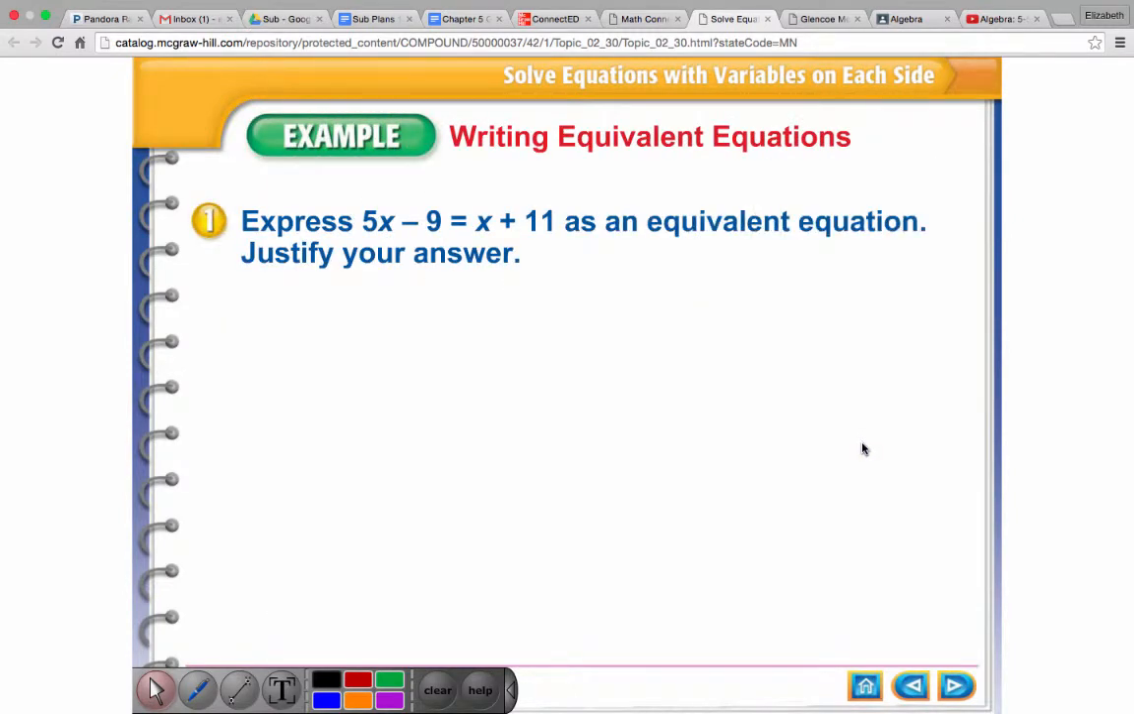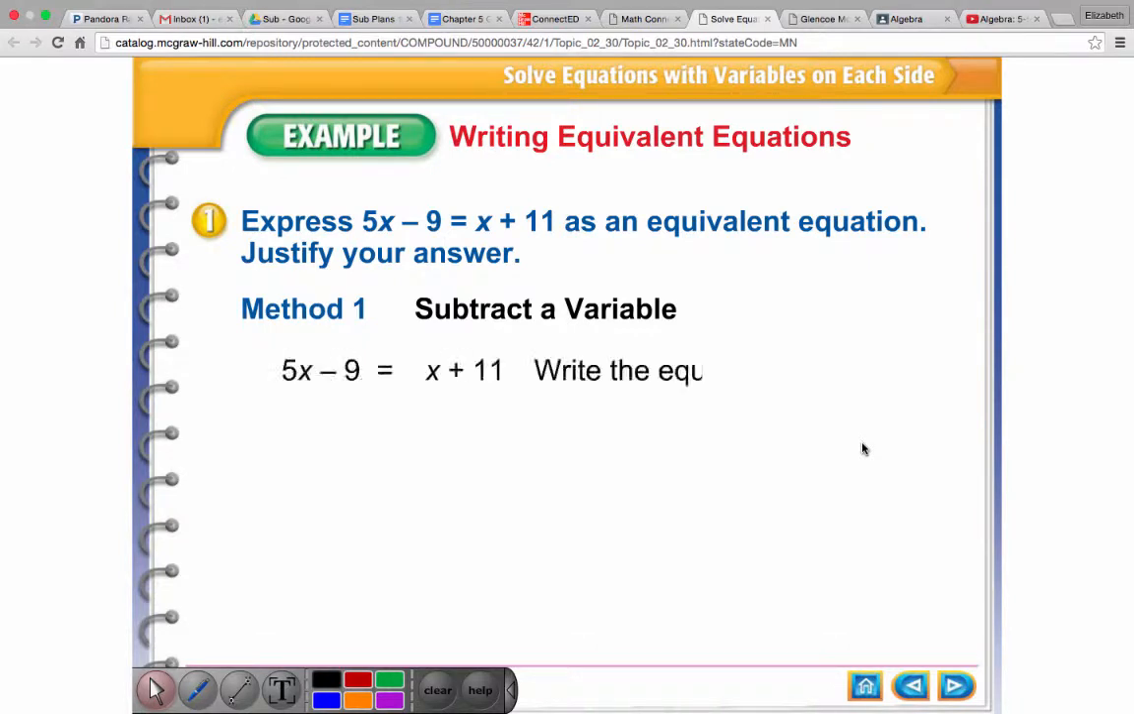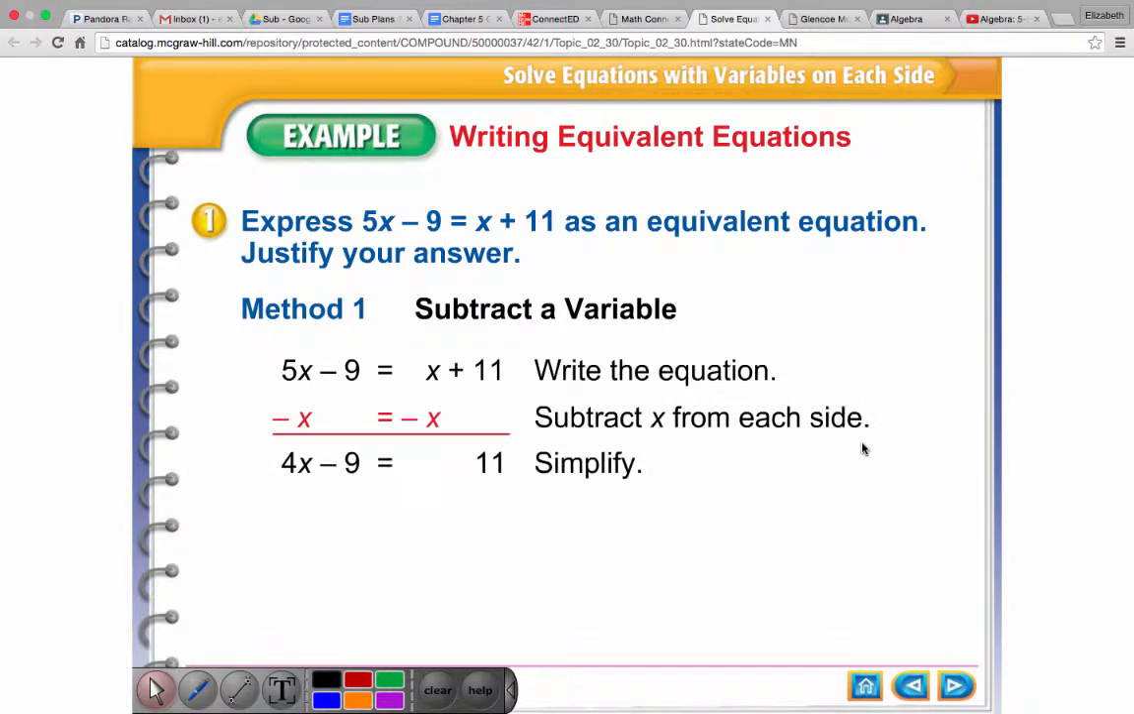Okay, so the first thing that you may be asked to do is to write equivalent equations. All that means is it doesn't matter which order you end up starting the problem and solving it. You should get the same answer no matter what. So if we start by subtracting x from both sides, then we end up with 4x minus 9 equals 11.